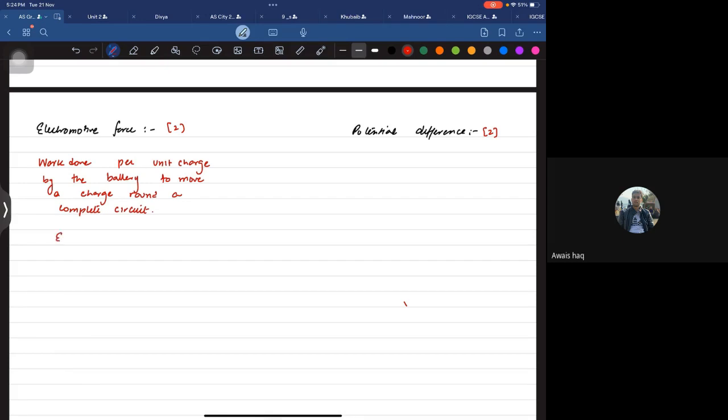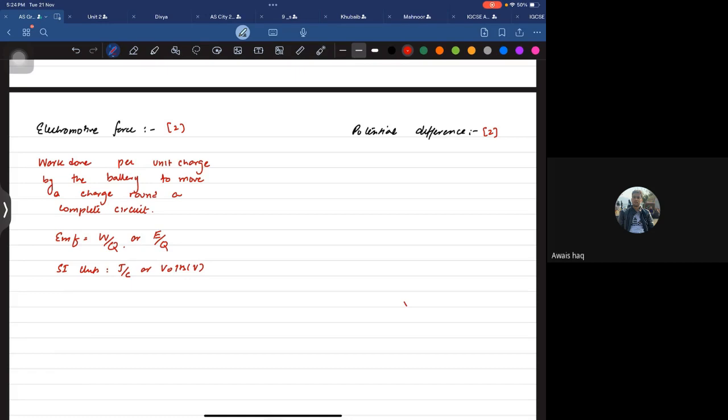Now EMF, like you can see from the formula, the definition, it is work done per unit charge. Or you could also write it as energy per unit charge. The SI units for these are joules per coulomb or volts.